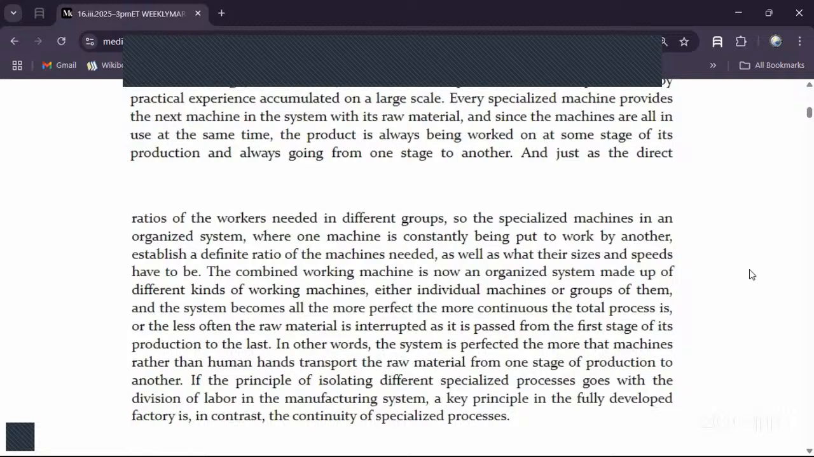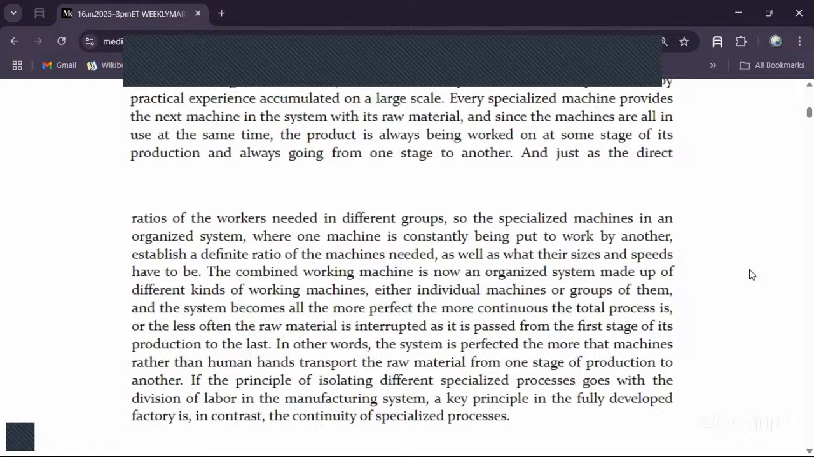The combined working machine is now an organized system made up of different kinds of working machines, either individual machines or groups of them, and the system becomes all the more perfect the more continuous the total process is. Or the less often the raw material is interrupted as it is passed from the first stage of its production to the last. In other words, the system is perfected the more that machines rather than human hands transport the raw material from one stage of production to another.